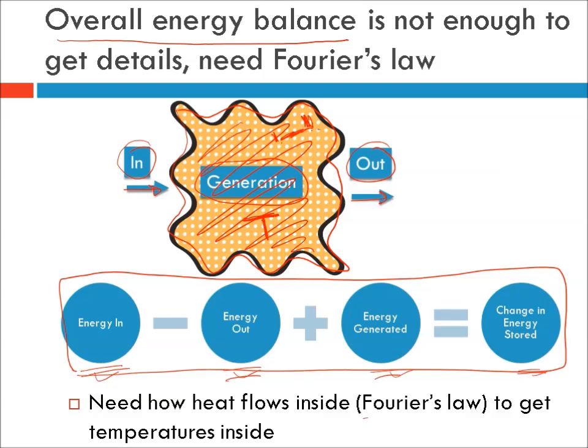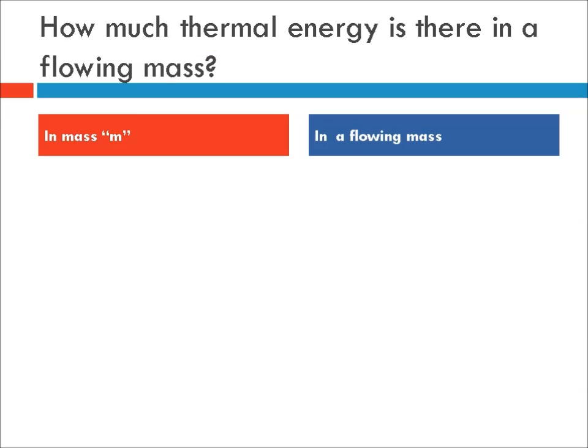So we need the Fourier's law that we already talked about. That will provide us how heat flow or temperatures vary from one location to another. So we will get back to the control volume or the energy conservation analysis again, but this time with more details. And to be able to do those details, we have to define one quantity, that is how much thermal energy is there in a flowing mass.